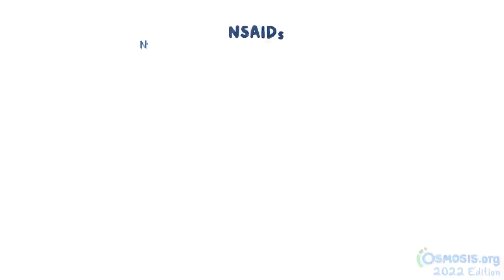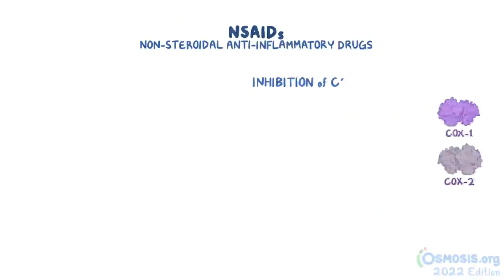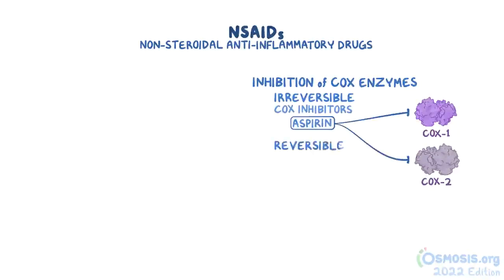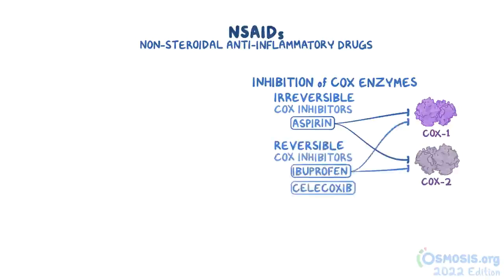Alright, as a quick recap. NSAIDs, or non-steroidal anti-inflammatory drugs, work by the inhibition of COX enzymes. Irreversible COX inhibitors include aspirin, which works on both COX-1 and COX-2, so it's non-selective. Reversible COX inhibitors include medications like ibuprofen, which is also non-selective, and celecoxib, which is selective for COX-2.